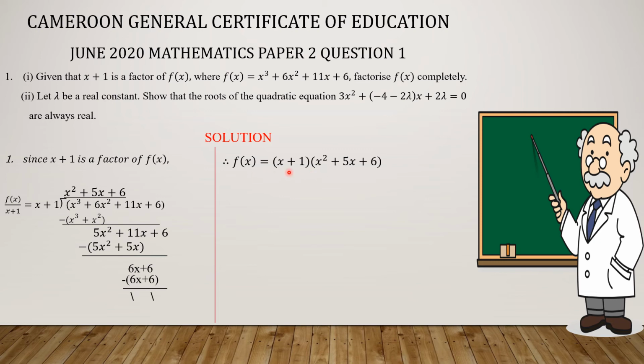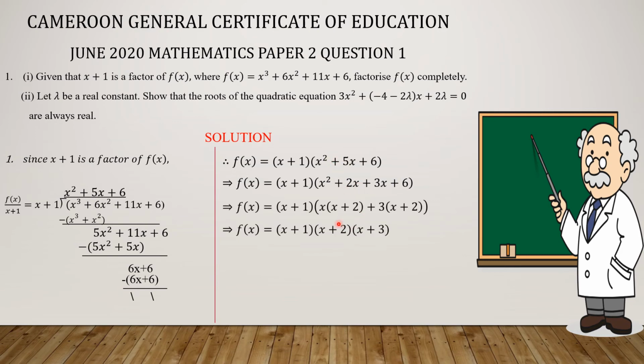And this is f of x factorized, but not factorized completely. So we have to factorize this again to give us monomials. So we can then split this 5 into 2x and 3x, and factorizing that, we now get f of x as this function, which is completely factorized. Okay, so let's look at Roman 2.